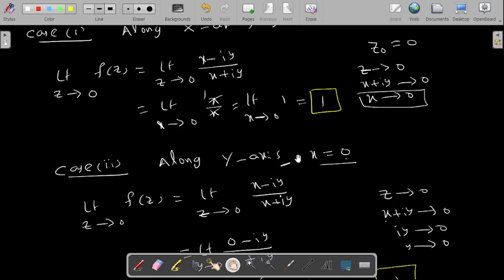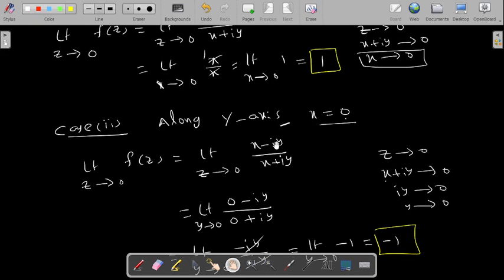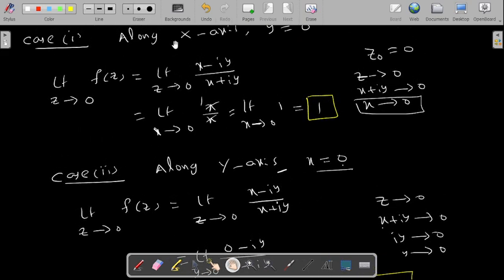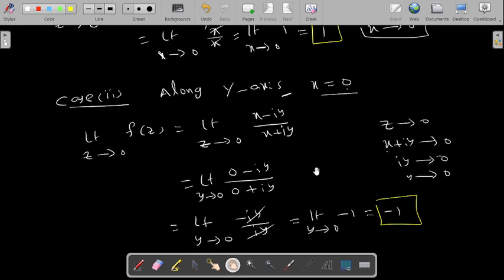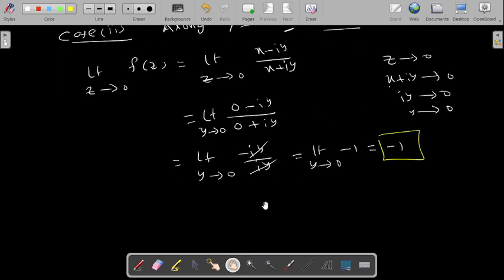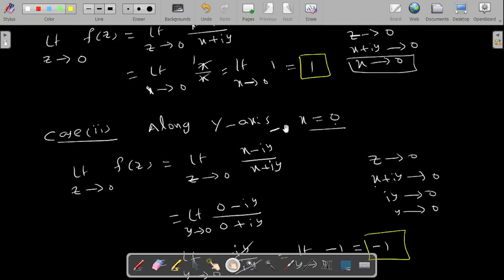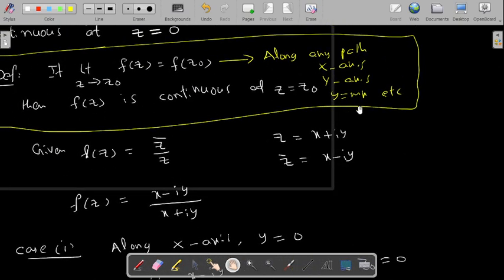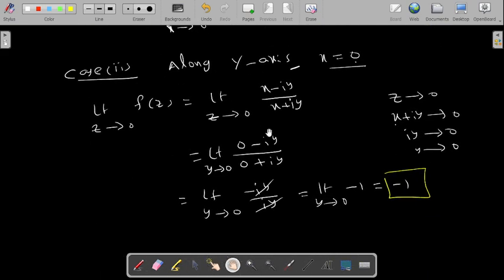Actually, along x-axis, along y-axis, along straight line, all values must be the same. But here, along x-axis 1, along y-axis minus 1. That means both are not equal. So when they are not equal, no need of doing the straight line. When these two are equal, along x-axis and along y-axis answers the same, then you go for along straight line. When along x-axis and along y-axis values are not equal, that means the limit does not exist.